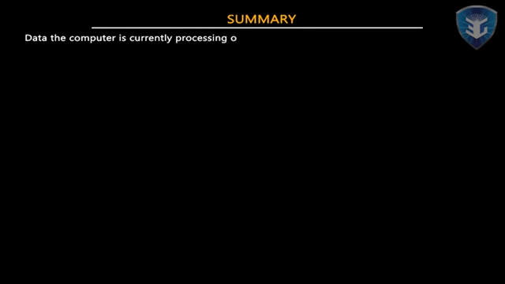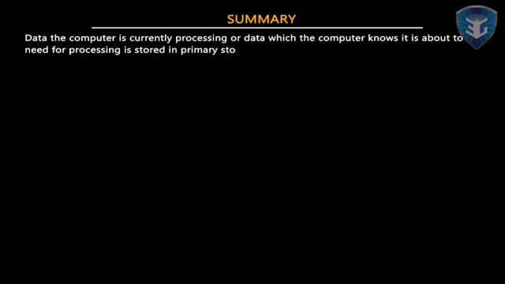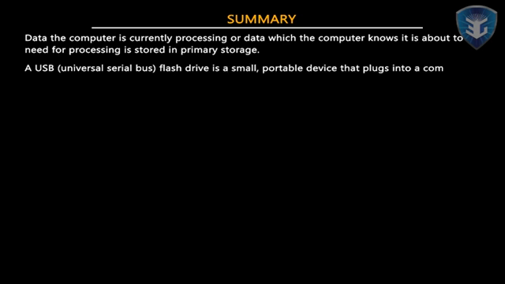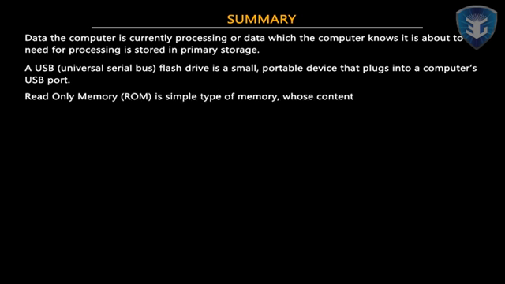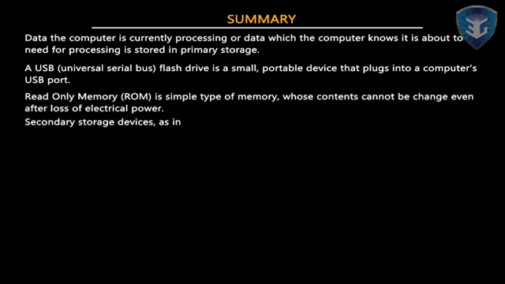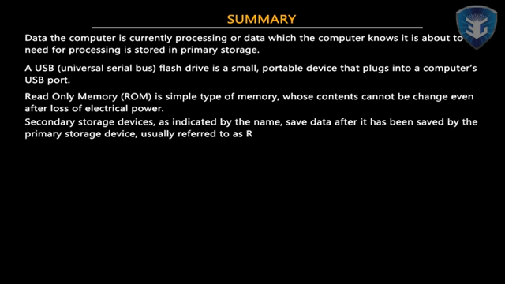Now, in the end, let us summarize what we have learned in this lecture. Data the computer is currently processing, or the data which the computer knows it is about to need for processing, is stored in primary storage. A USB, or Universal Serial Bus, flash drive is a small portable device that plugs into a computer's USB port. Read-only memory, or ROM, is a simple type of memory whose contents cannot be changed even after loss of electrical power. Secondary storage devices, as indicated by the name, save data after it has been saved by the primary storage device, usually referred to as RAM, or random access memory.